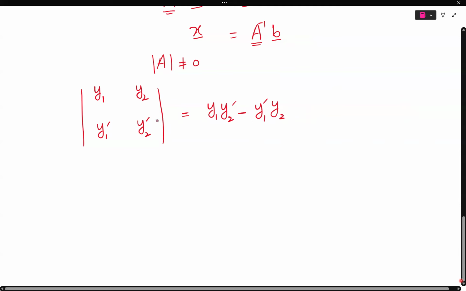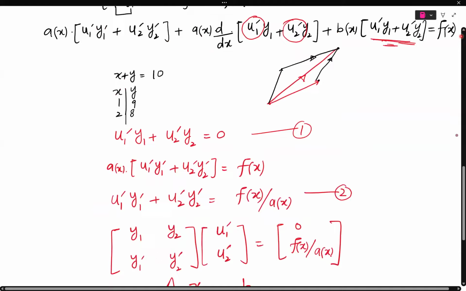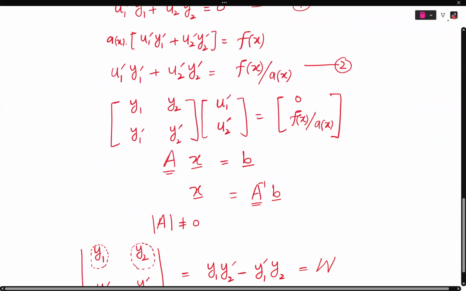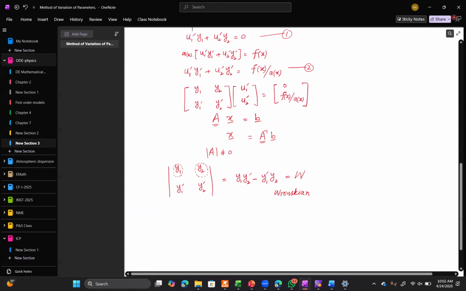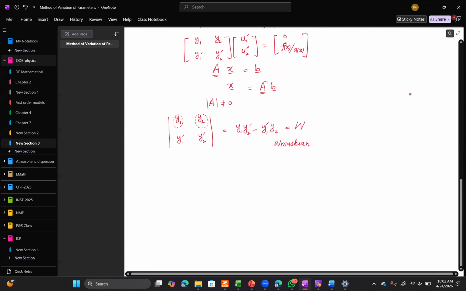It says that the two components of the homogeneous solution are linearly independent. So this determinant is known as the Wronskian determinant. We will represent it with W, and it is the condition of independence of the solutions in the homogeneous part. So then we can calculate u1 prime and u2 prime from those equations using Cramer's rule.